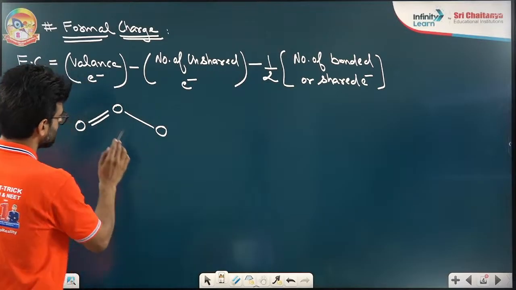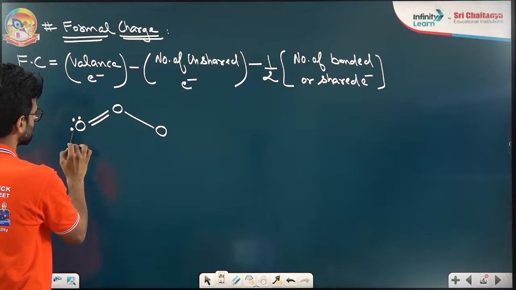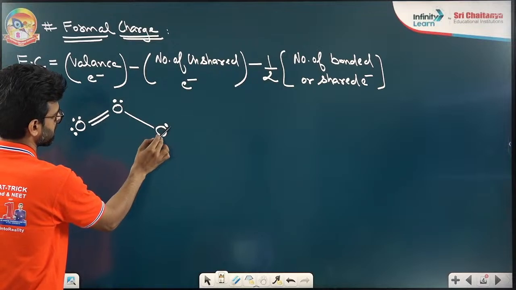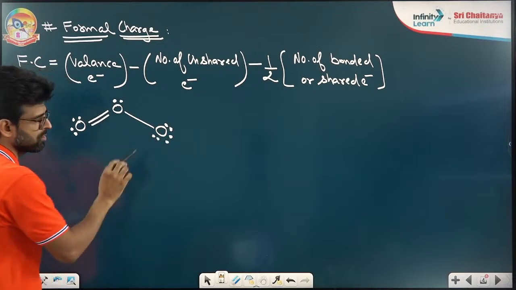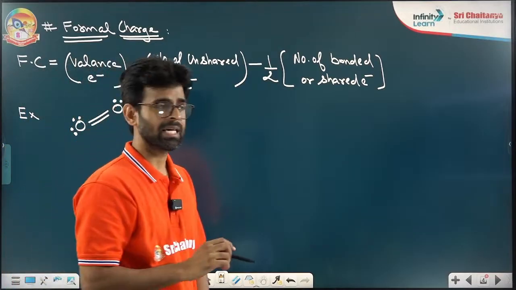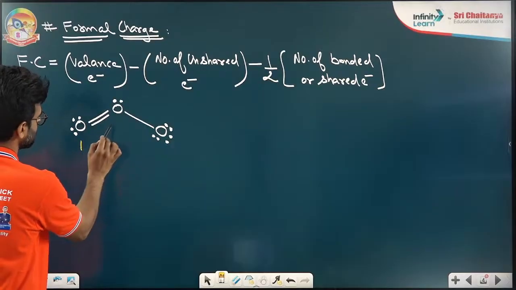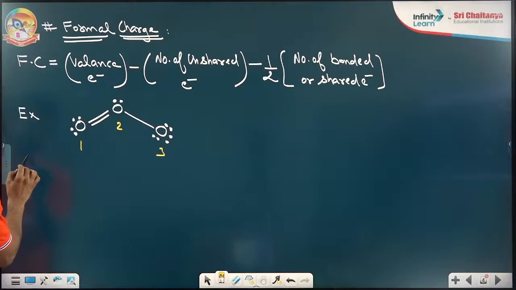If I show the lone pair electrons also, this oxygen has 2 lone pairs. These are all questions you can do if you know the structure, right? This is the structure of ozone. Now they can ask, like I'm asking you here: it is oxygen number 1, oxygen number 2, oxygen number 3. So I'm asking, what is the formal charge on oxygen number 1?